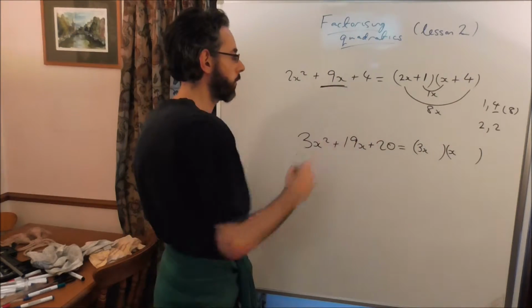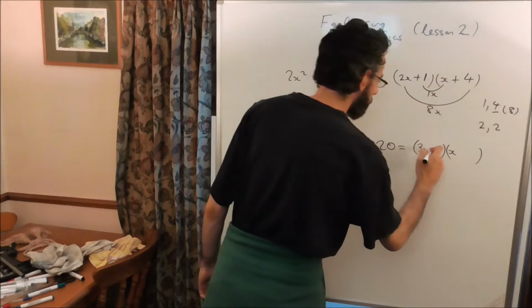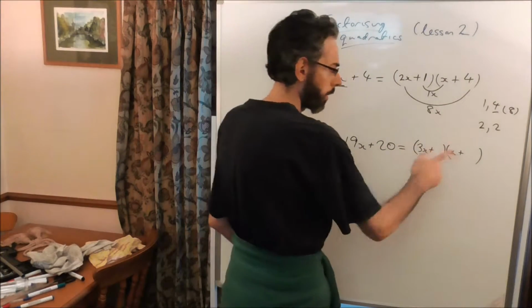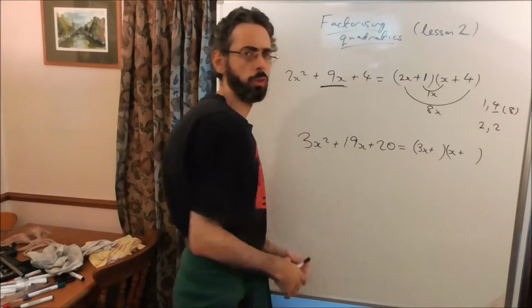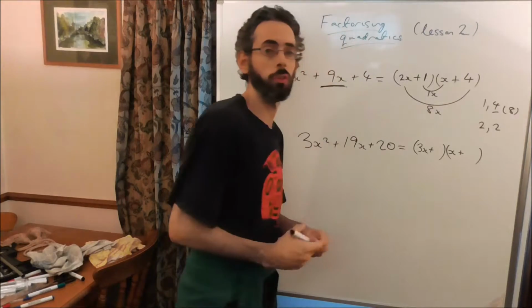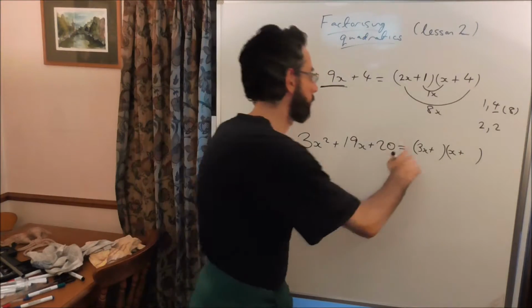Everything's positive on this side, so the numbers in the brackets are both positive. If you had a negative number in the brackets and expanded it, you get negative terms, and there are no negative terms here, so we know both numbers must be positive. So I'll put the plus signs in there.